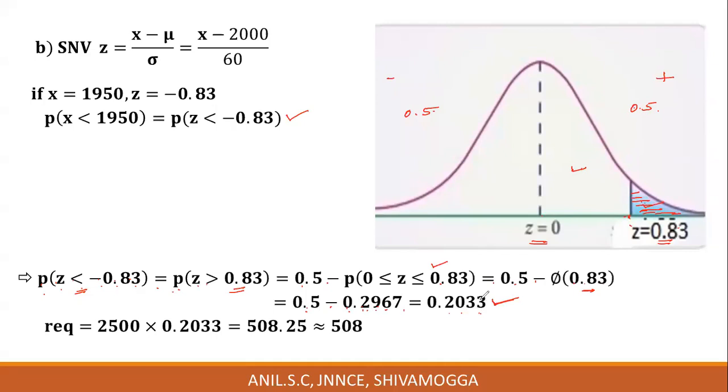This is the probability for any bulb to burn for less than 1950 hours. And how many such bulbs are there? 2500 bulbs are there. Therefore, multiply this by 2500, which is equal to 508.25. 0.25 is clearly less than 0.5. Therefore, approximate to the previous number, that is 508. If this decimal place is greater than 0.5, approximate it to 509. If it is less than 0.5, you approximate it to 508.